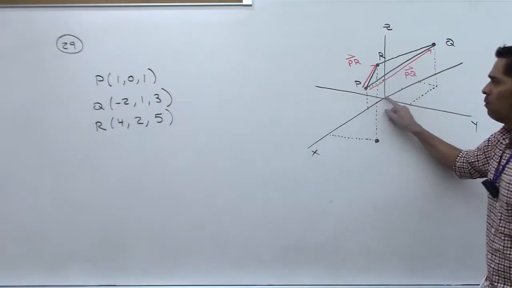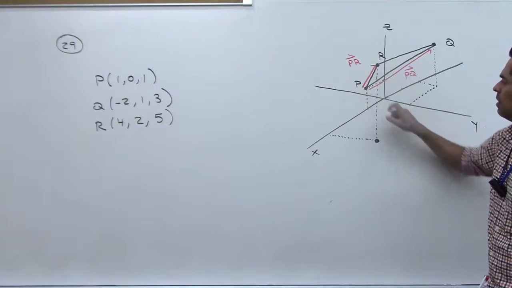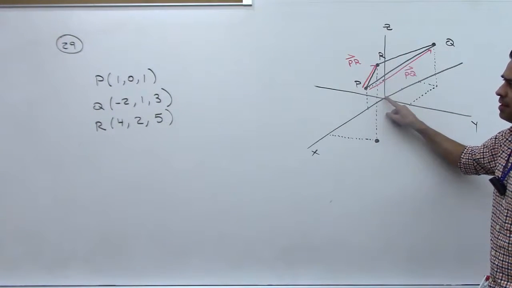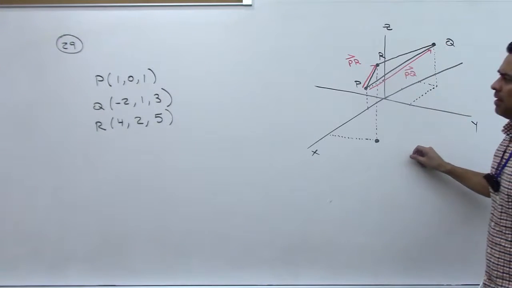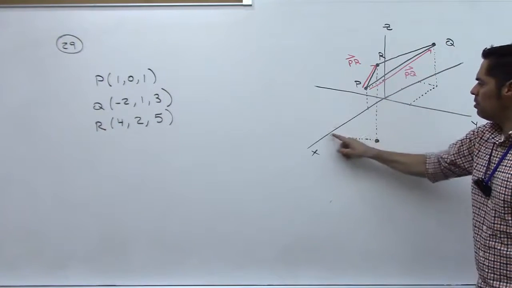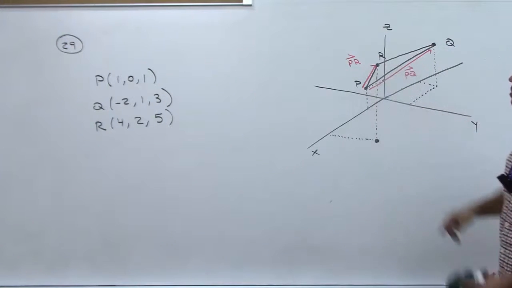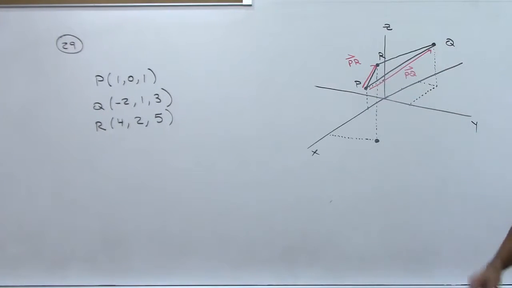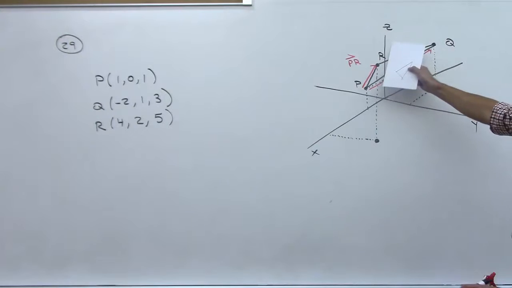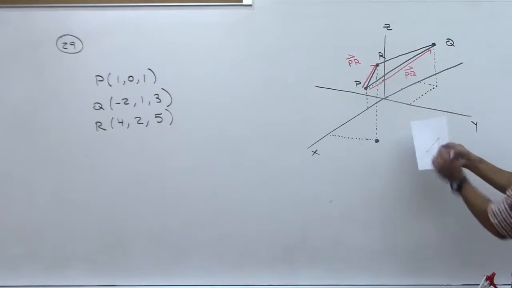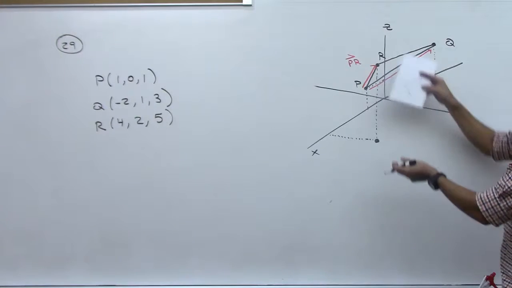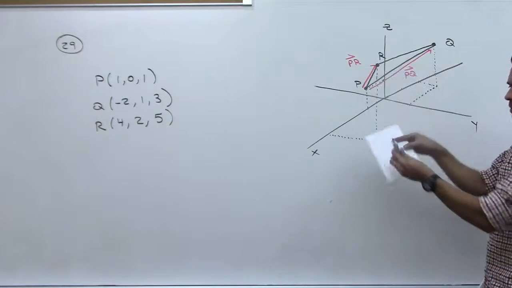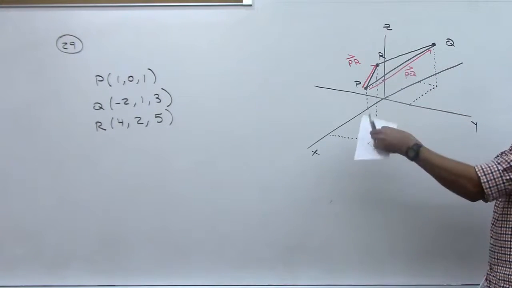It's the point 1, 0, 1, which is here, that's P. Q, which is negative 2, 1, 3, there's Q. And then R, which is 4, 2, and then 5. And so what we have is these 3 points, okay, these 3 points create a triangle, and that triangle lives in a plane. And I'm trying to find a vector that's perpendicular to the triangle or perpendicular to this plane.